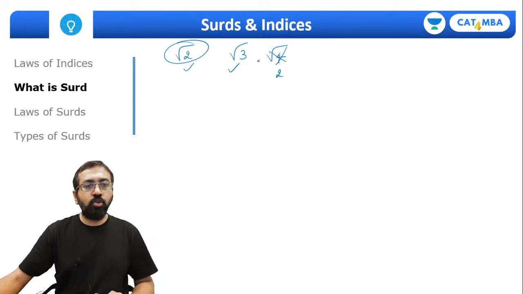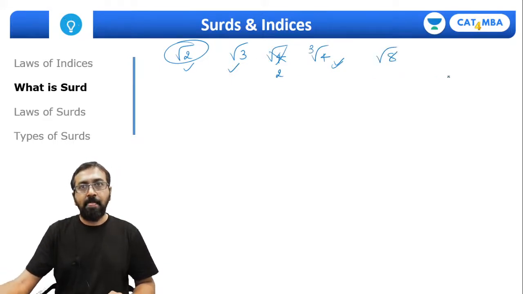Right, so this root 2, root 3, in fact, if I take cube root of 4, now this is a surd. If I take square root of 8, this is also a surd. So all of these are surds. Okay, that's one thing. Now let's understand this.